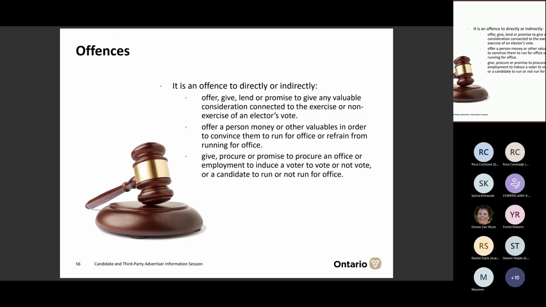Give, procure, or promise or agree to procure an office or employment in connection with the exercise or non-exercise of an elector's vote. Apply for, accept, or agree to accept any valuable consideration or office or employment in connection with the exercise or non-exercise of an elector's vote. And finally, give, procure, or promise or agree to procure an office or employment to induce a person to become a candidate, refrain from becoming a candidate, or withdraw his or her candidacy. Next slide, please.